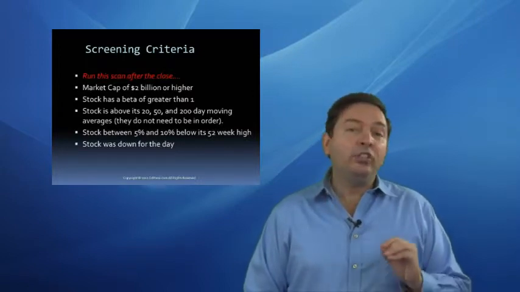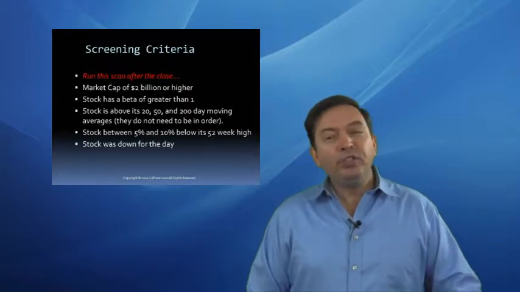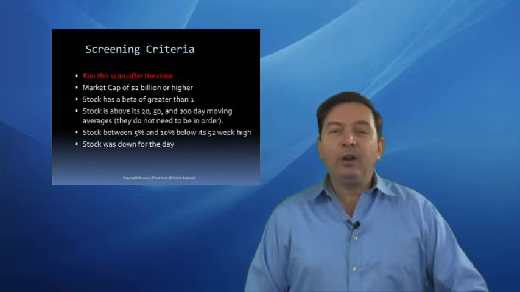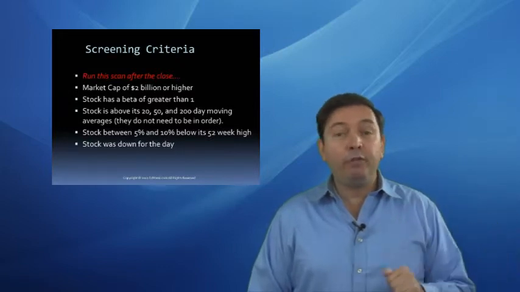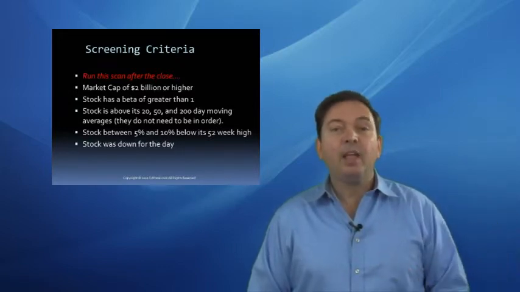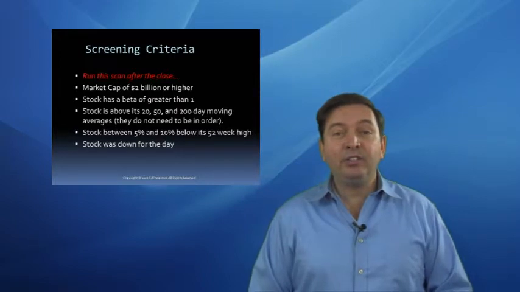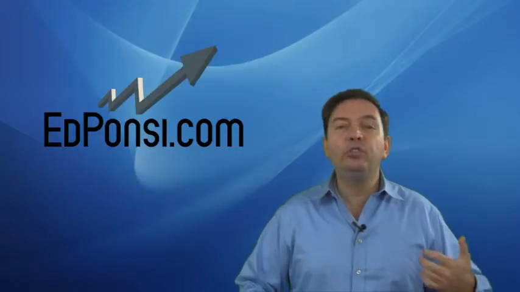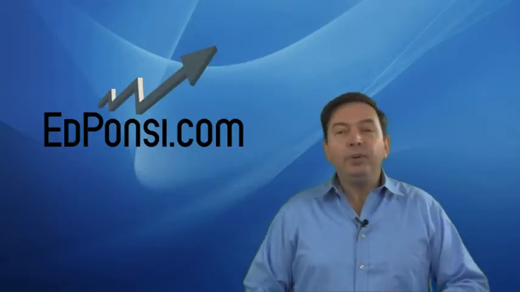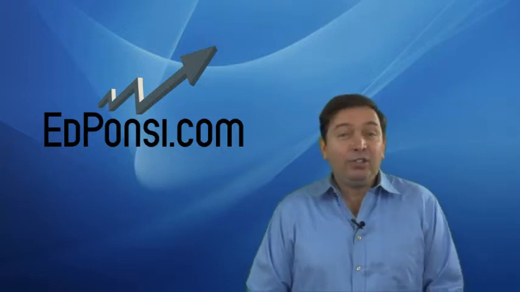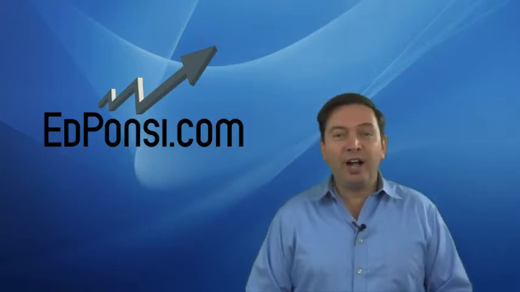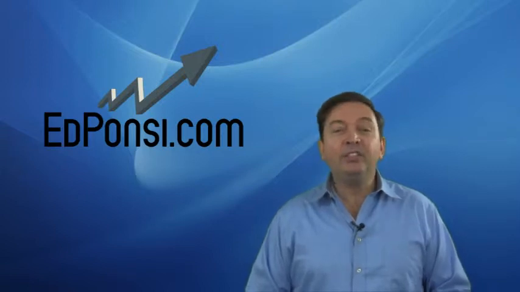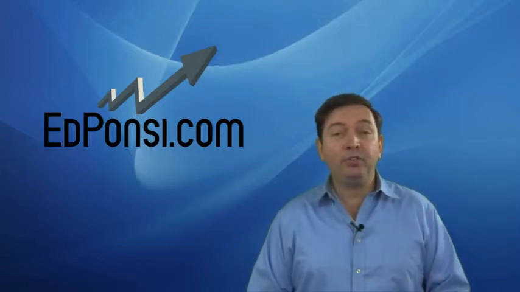We also want stocks that have recently hit a 52-week high and are trading between 5 and 10% off of those highs. And lastly, we want a stock that's down for the day. So we're looking for good, strong stocks. But you know, even the best stock doesn't go up every day. It's going to have a down day. We're looking for a good stock on a down day. Let's take a look at how we're going to run this screen.